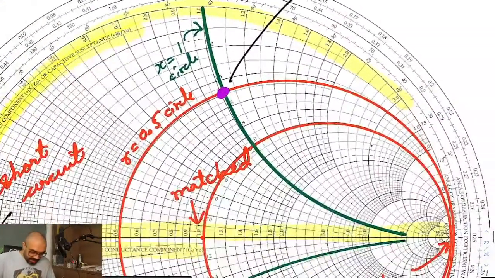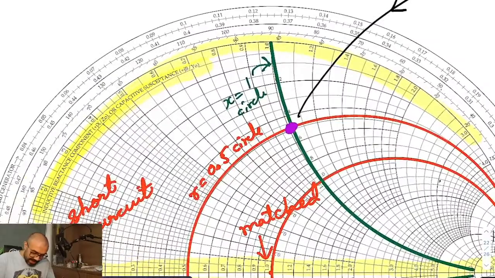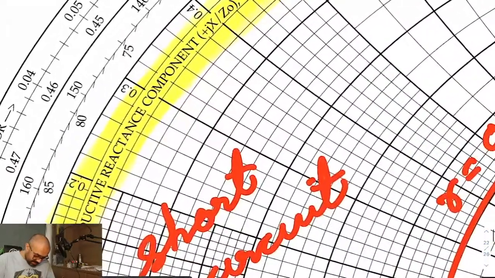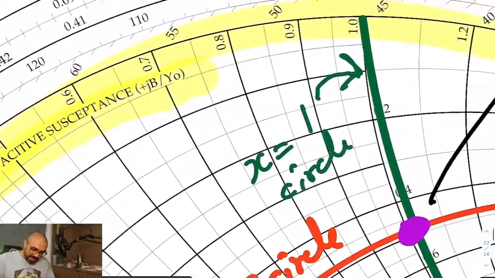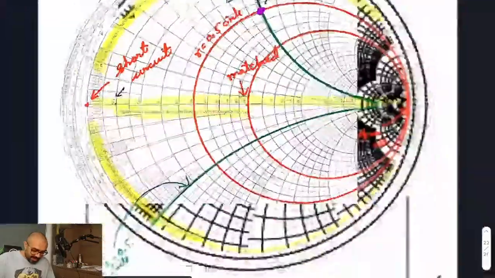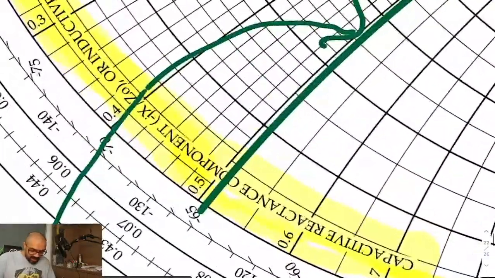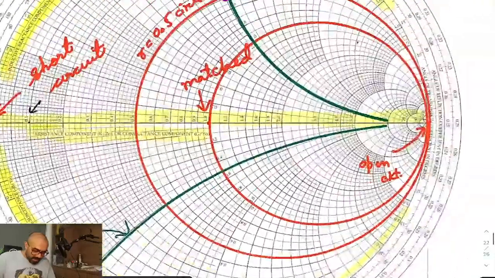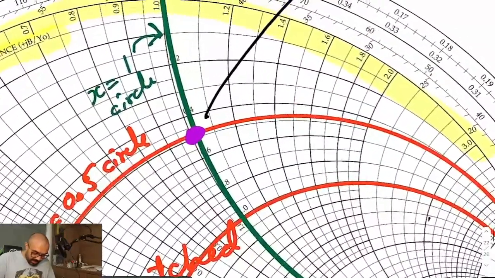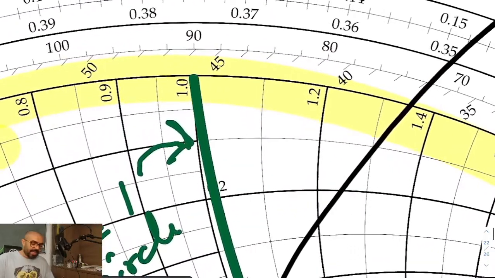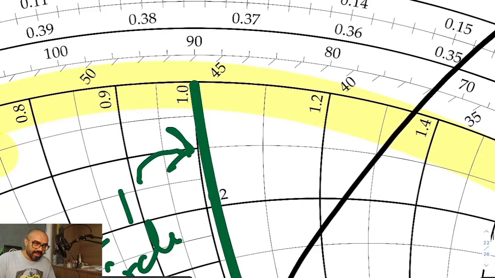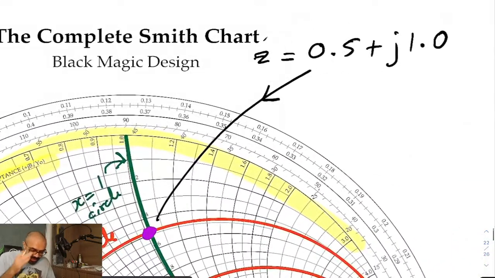Now, the x circles are also given here, and the x circle scale is given here. This is the inductance component. So x equal to plus something circles, and x equal to minus something circles are given in the lower hemicycle. For instance, for our purple point here, which x circle does it lie on? As we can see, it lies on the x equal to plus 1.0 circle. And so our purple point has a normalized impedance of 0.5 plus j 1.0.